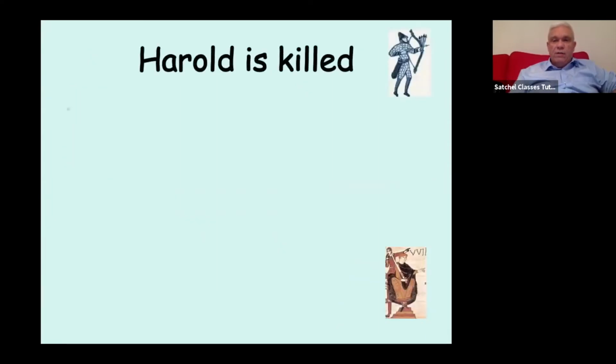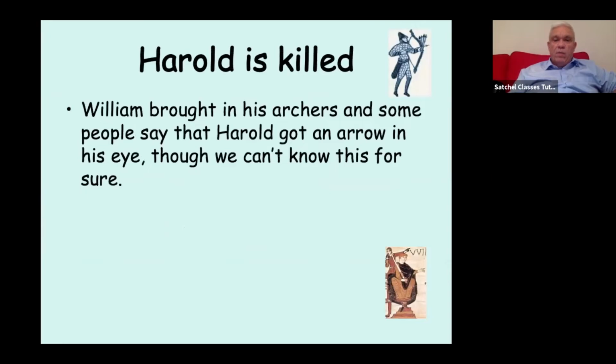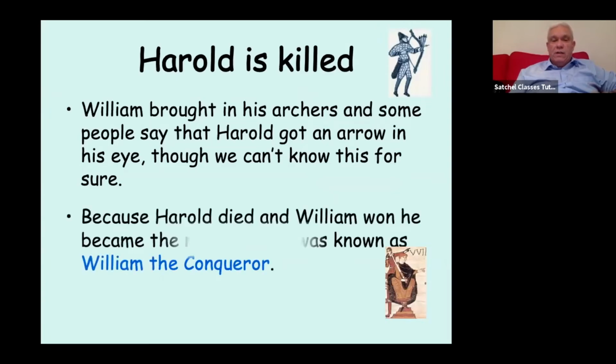And Harold is obviously killed. William brought in his archers, and some people say that Harold got an arrow in the eye, though we can't know whether this is actually certain. In the Bayeux Tapestry, it looks like he's got an arrow in the eye, but unfortunately, there's some stitching on there which looks like damage, so it may not be the truth. In fact, some recent historians seem to think it didn't happen.